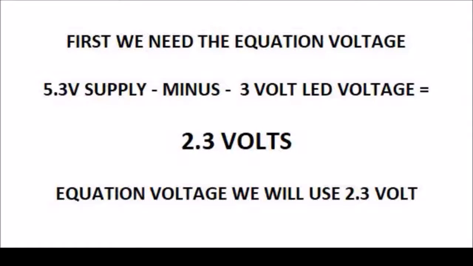Right, first we need the equation voltage. Now we know the USB is supplying us with 5.3 volts, but we have to remove the 3 volts the LED voltage requires. So 5.3 minus 3 leaves us 2.3 volts. So our equation voltage will be using 2.3 volts.